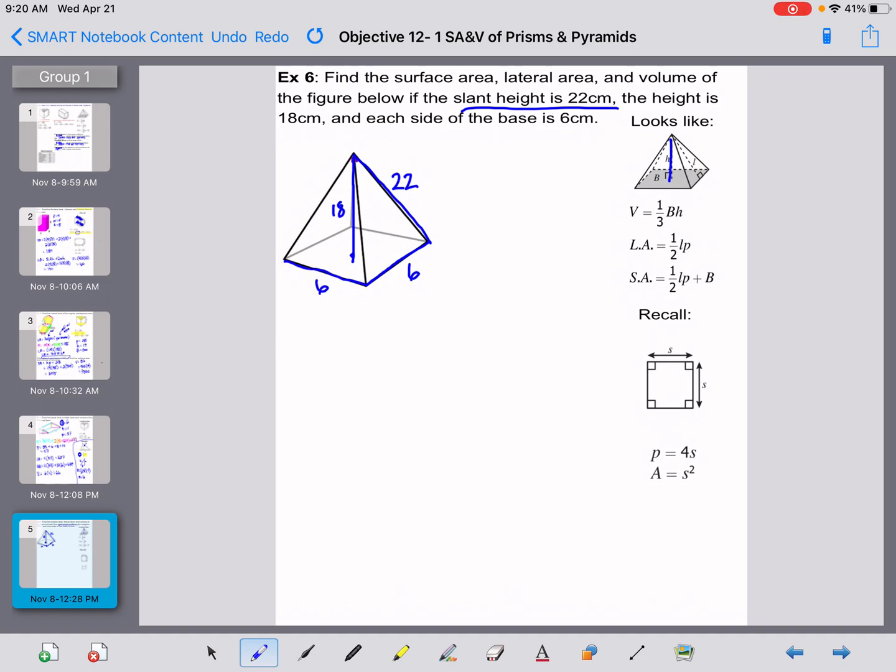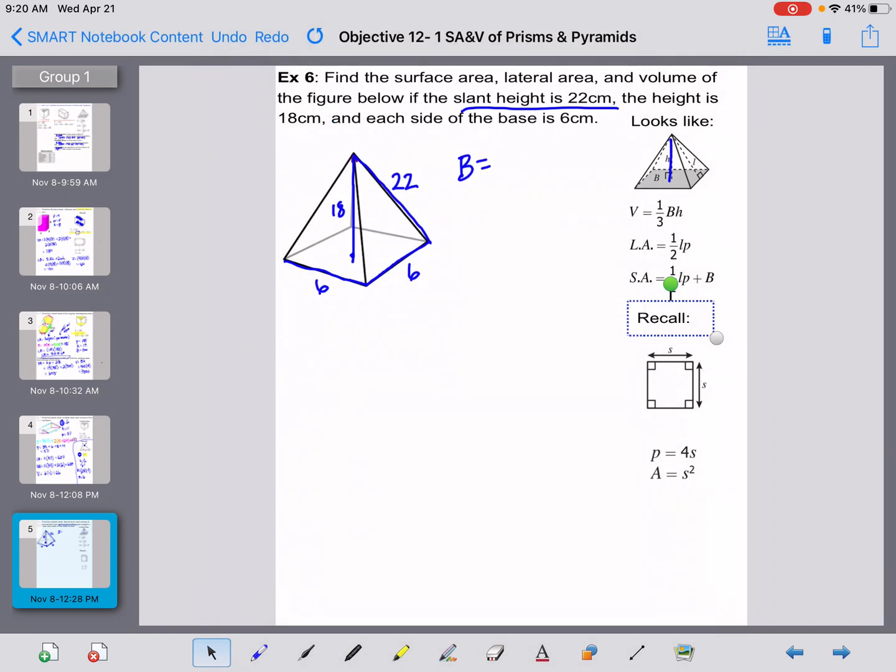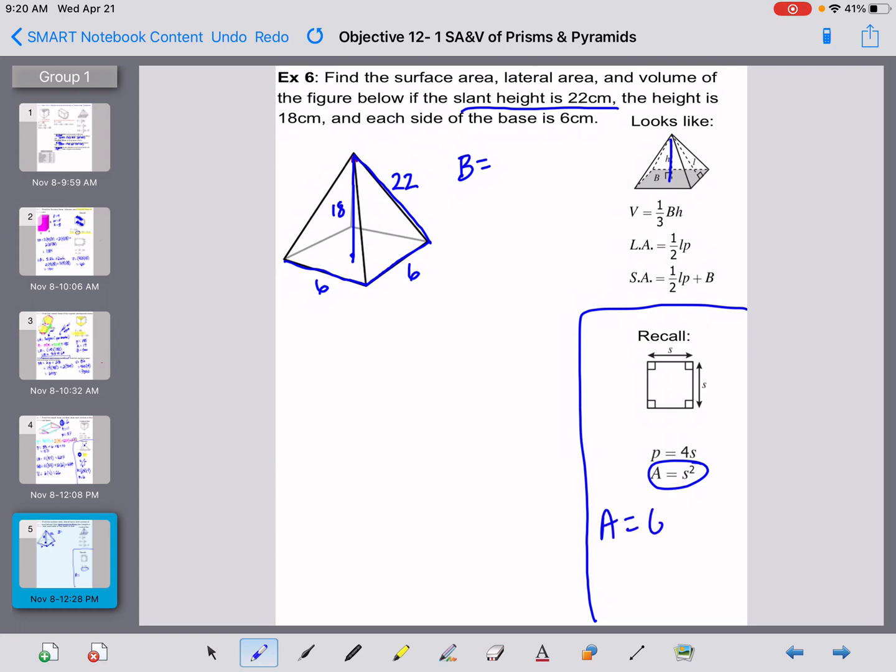All right. So now we need to figure out the big B, which is the area of the base. Let's make this a little bit smaller. The area of the base, well, it won't move. There we go. Area of the base is just going to be the two sides multiplied together, and that's just going to be 36.